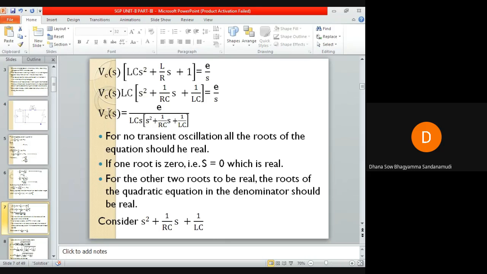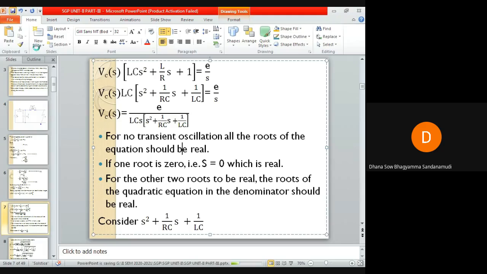You determine Vc(s). Vc(s) will be E by s into 1 by LC into s square plus 1 by RC s plus 1 by LC. So you can rewrite those terms as Vc(s) is equal to E by LC s into s square plus 1 by RC s plus 1 by LC. So you have got some expressions here. You just write down these three equations.